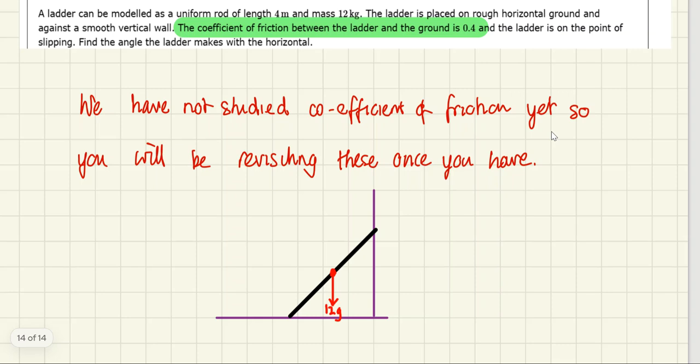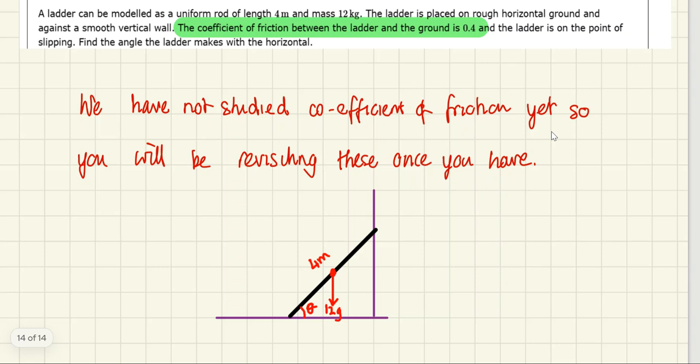Yeah, because the ladder is 4 metres long. Angle x. So this angle, it says, find with the horizontal. So this is the angle that we are going to be asked to calculate.